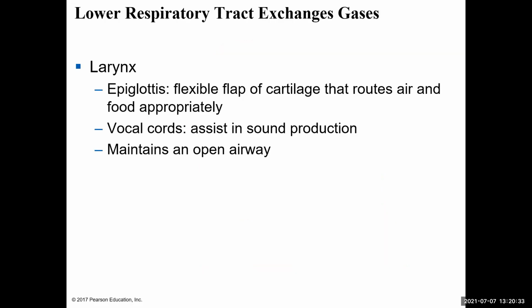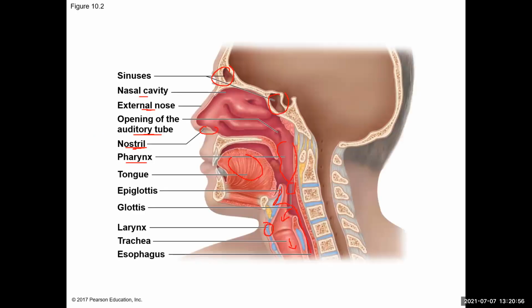Now the lower respiratory system begins at the larynx and kind of moves down past the epiglottis and into the trachea. Okay? So again, that epiglottis is that flexible flap of cartilage that routes air and food into their appropriate tubes, basically. And so I said that these things were part of the upper respiratory tract when they're actually not.